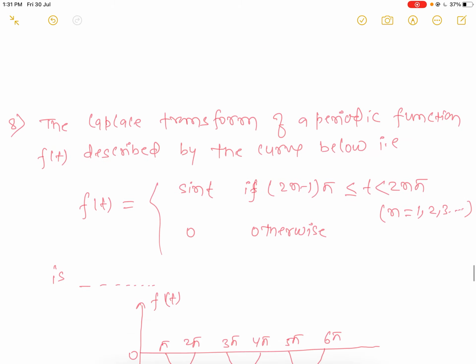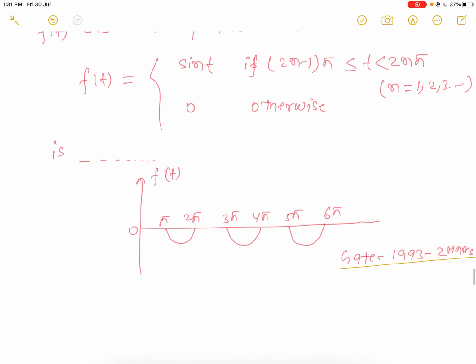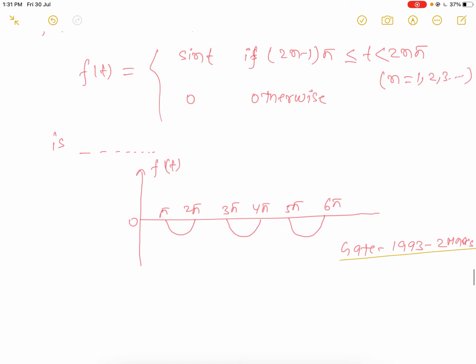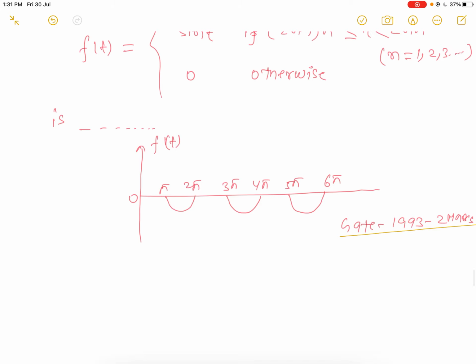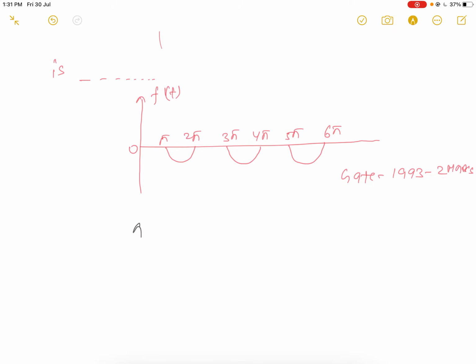Now comes to the next question. The Laplace transform of a periodic function f(t) described by the curve below: f(t) equals sin t for this range, otherwise 0. So first of all, our curve is the difference of two signals. Which ones? Check it.